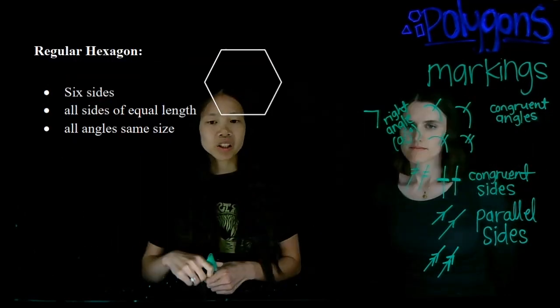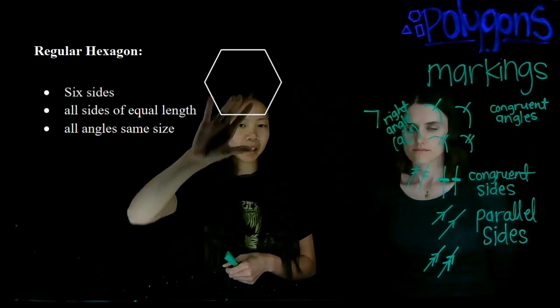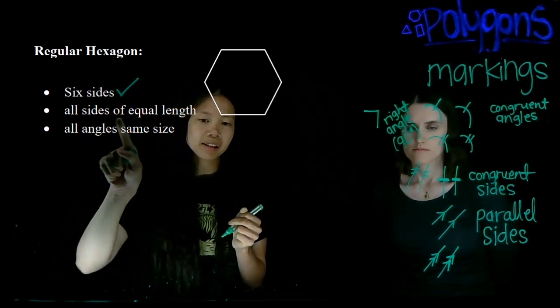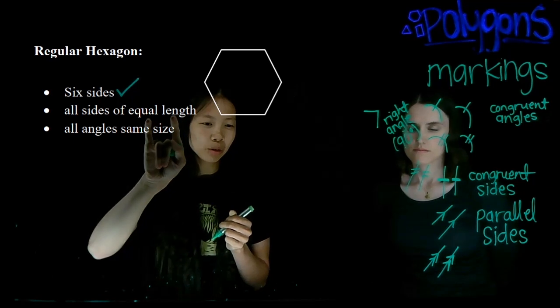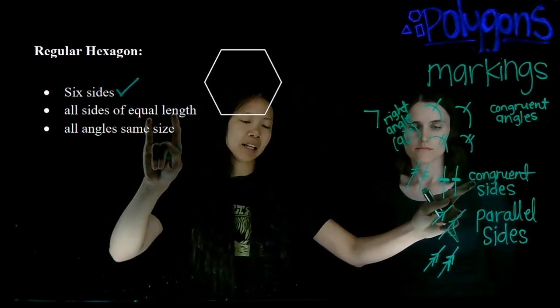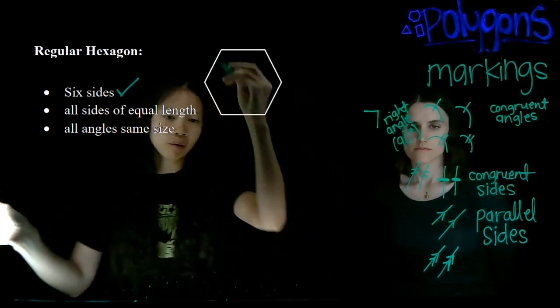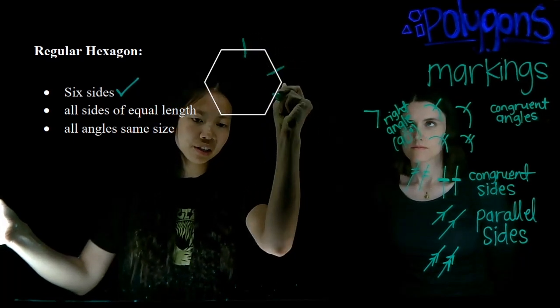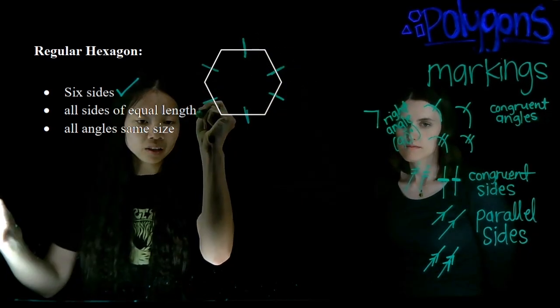So here we're given a description and we want to mark it up. We see that it has 6 sides. Awesome. It's already drawn for us. All sides of equal length. Since all the sides are equal length, that means that they are congruent. And so I want to mark them all with the same number of tick marks. So I'm just going to pick one. You could do them all with 2 tick marks or all with 3, just as long as they all have the same number.